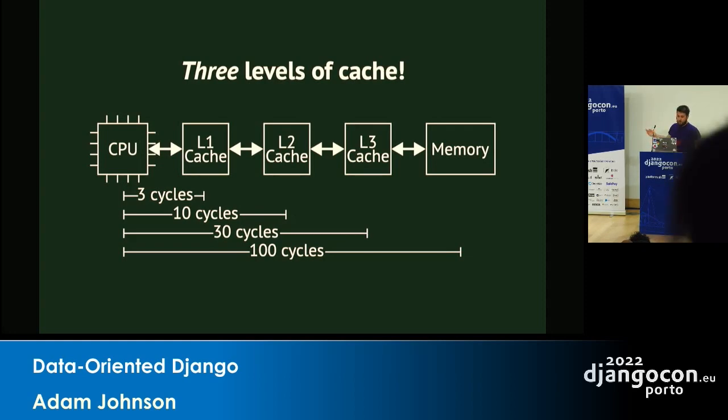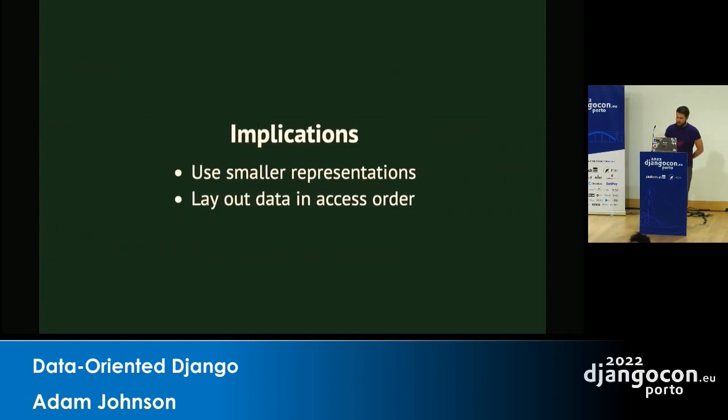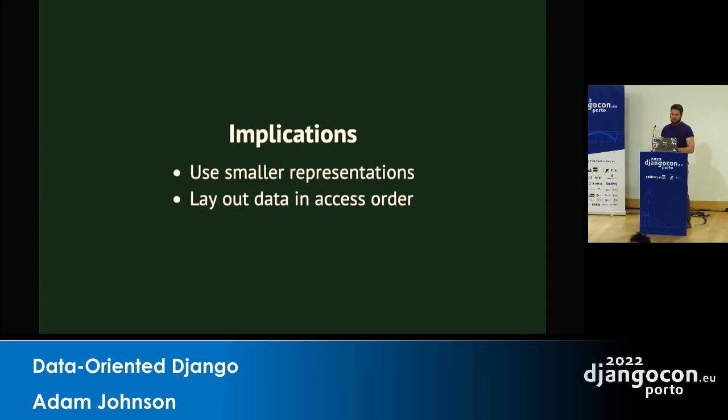We have to work with this reality. This is the hardware we're writing for. What are the implications of this then? Well, put simply, use smaller representations. The smaller it is, the more of it you can fit into that bottom level cache, and the faster you can go. And then the second implication is to lay out the data in access order.